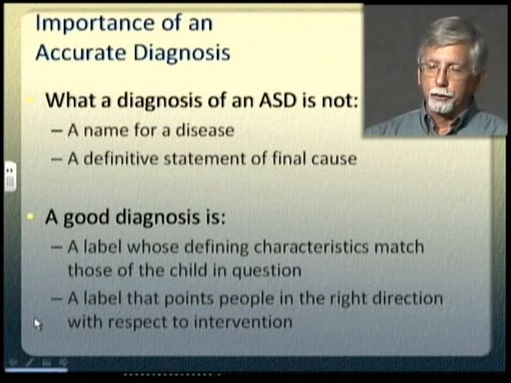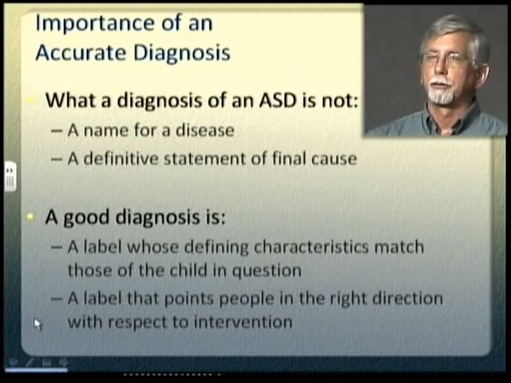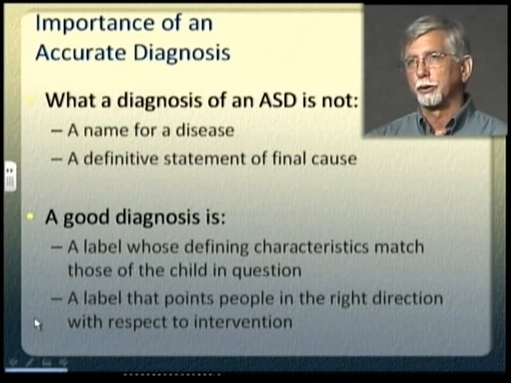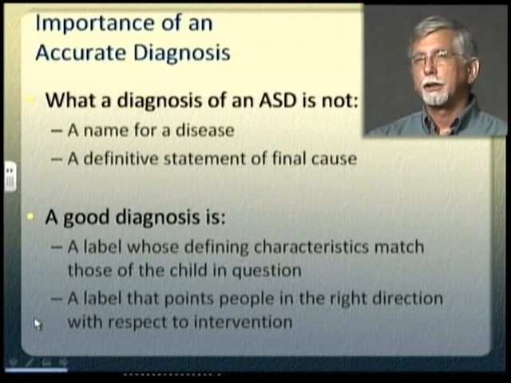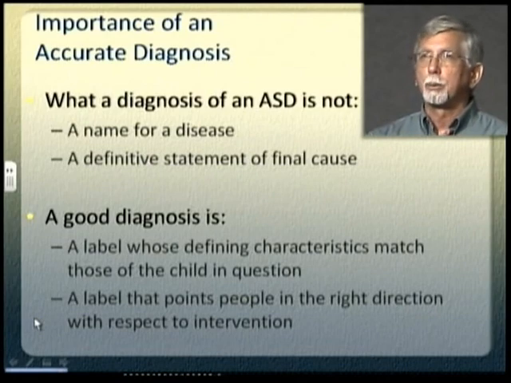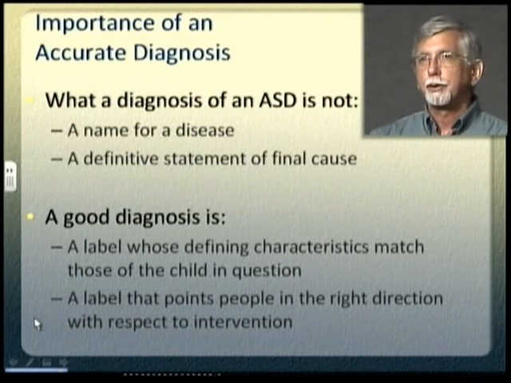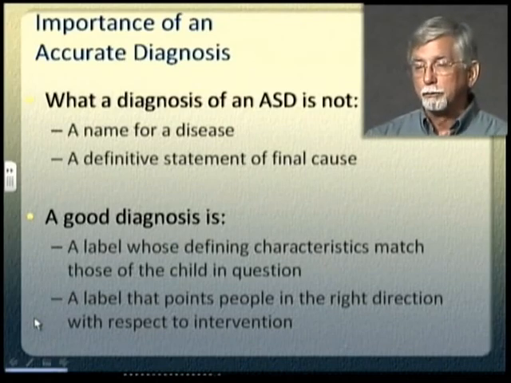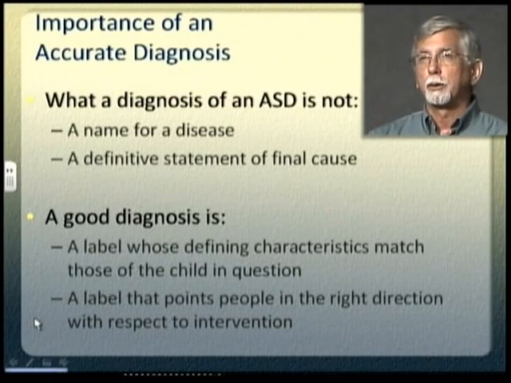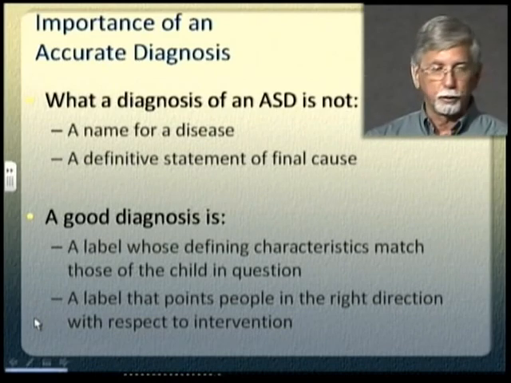The second thing that a good diagnosis should do is point people in the right direction with respect to intervention. And this is probably the most important point about diagnosis. That is that it should give us a label that points us in the direction of things that will be helpful to this child. It should point us in the direction of specific kinds of difficulties that the child may be encountering, and it should point us in the direction of specific kinds of interventions that might address those difficulties.